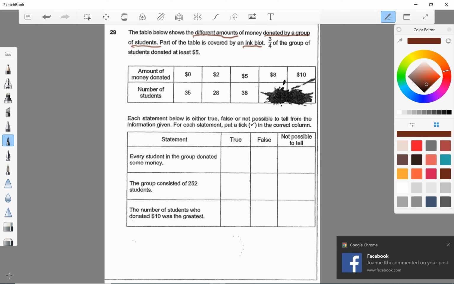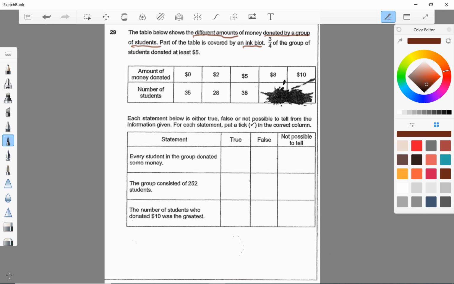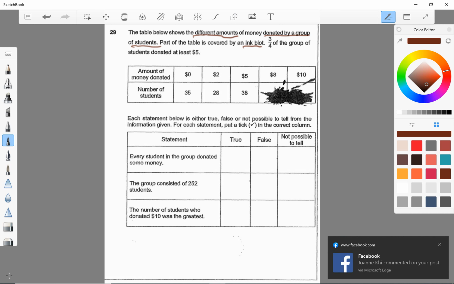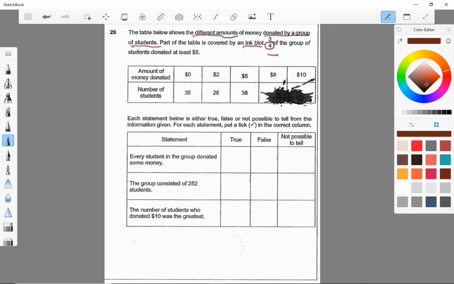So let me repeat this again. 3/4 of the group of students donated at least $5. So how does it work? This denominator 4 over here is the total, as in total units. As for numerator 3, it will go to at least $5.